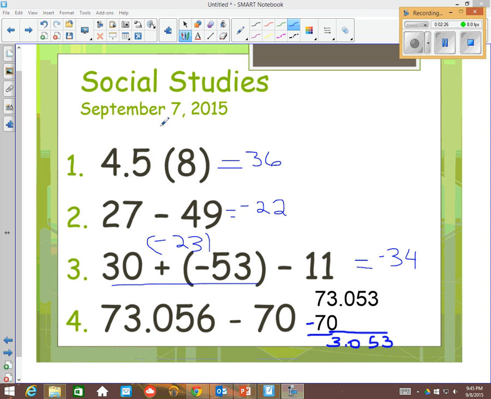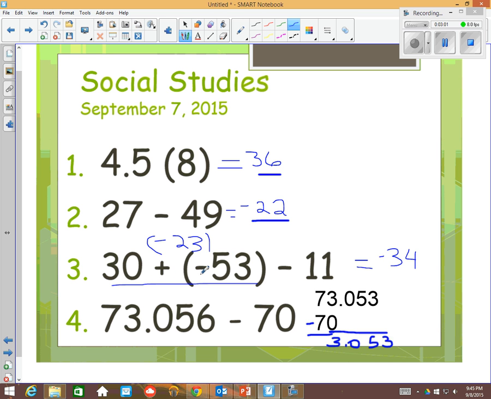Social studies. Number 1, you simply multiply 4.5 times 8, get 36. Number 2, when you subtract, the subtraction sign makes this number negative. So 27 minus 49, the sign of the larger one will give you a negative 22, because this is a positive 27 and that is minus 49. Since it's larger, it takes on the negative sign.